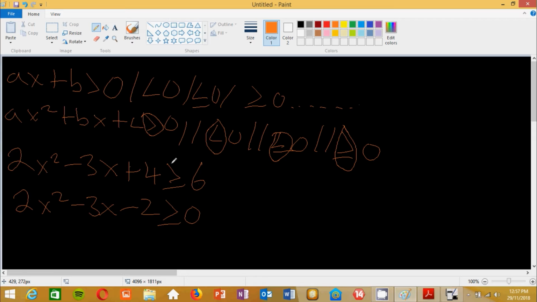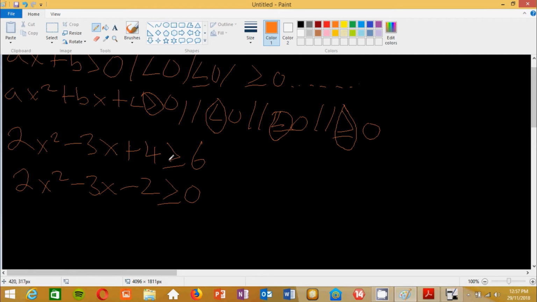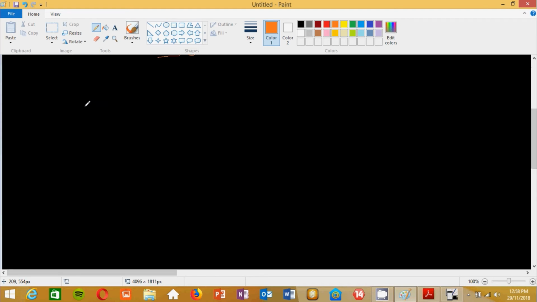So this 0 is important. And in this case, we have a greater than or equal to sign. The important thing about a quadratic inequality is you always have a quadratic expression on one side of the inequality sign. Remember that a quadratic expression is in the form of ax squared plus bx plus c. So in this case, we have 2x squared minus 3x minus 2 on one side of the inequality sign, and on the other side, we have a 0. So that's basically what a quadratic inequality is.